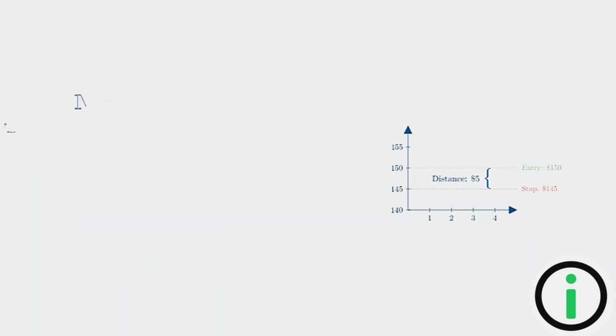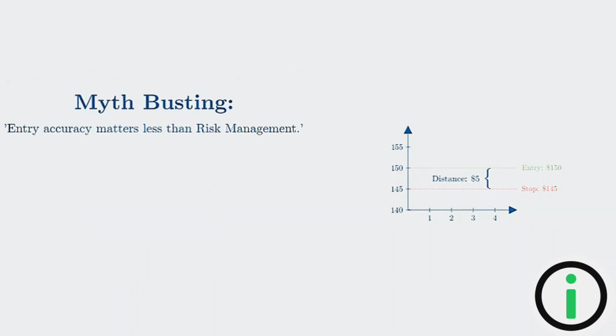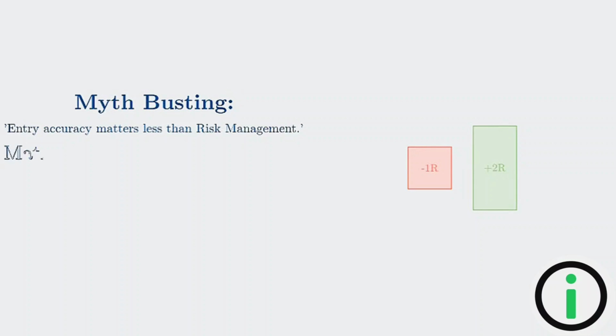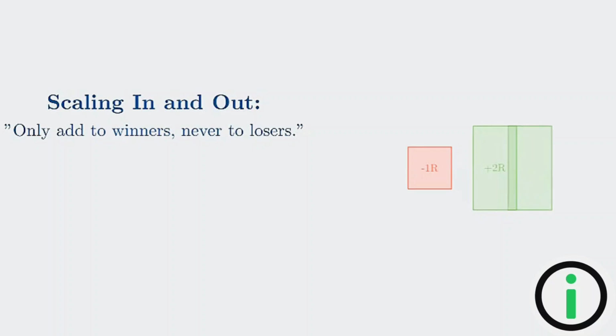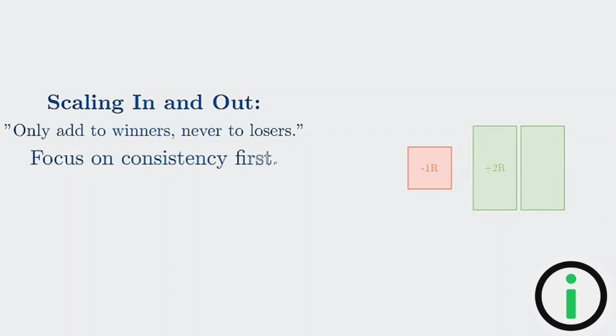Think about this. If you have a 50% win rate, but your winners are twice as big as your losses, you are mathematically guaranteed to make money over time. Proper position sizing ensures that no single bad beat can take you out of the game. Some traders like to scale in, adding to a position as it goes in their favor. This lowers your initial risk but increases complexity. For now, focus on mastering a fixed size until your execution is flawless.